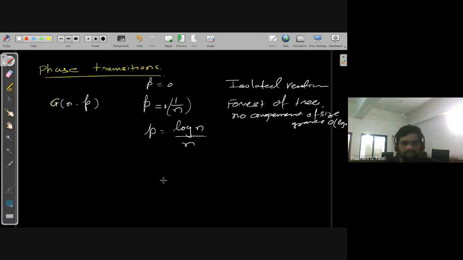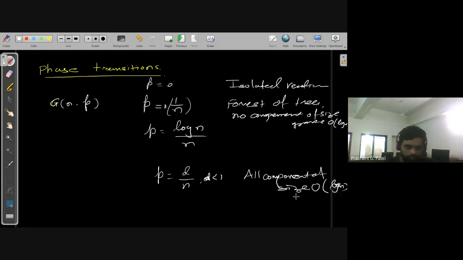If the value of p is d by n, where d is less than 1, then there are components of size big O of log n. If p equals d by n and the value of d is 1, then there is a component of size big O of n raised to 2 by 3.